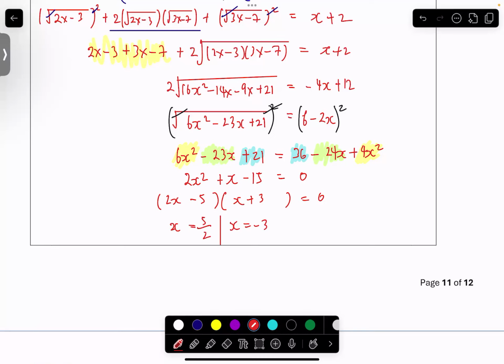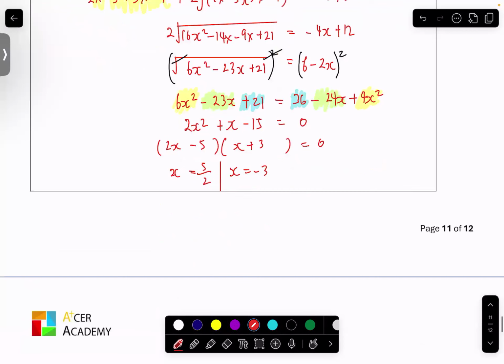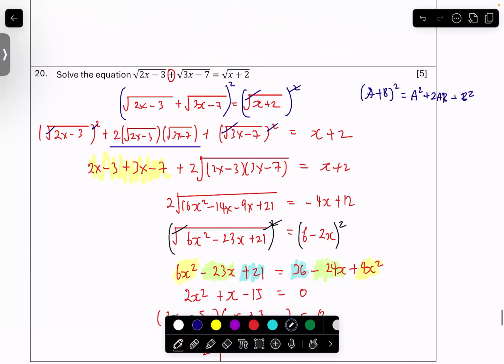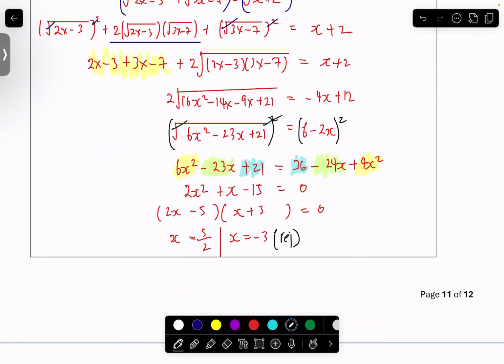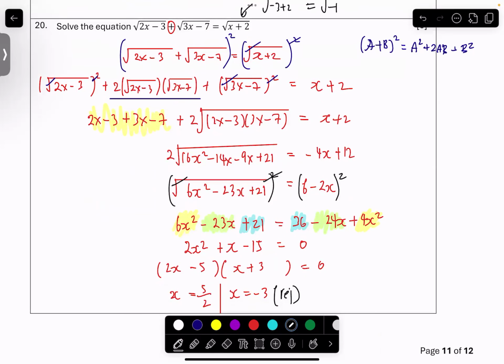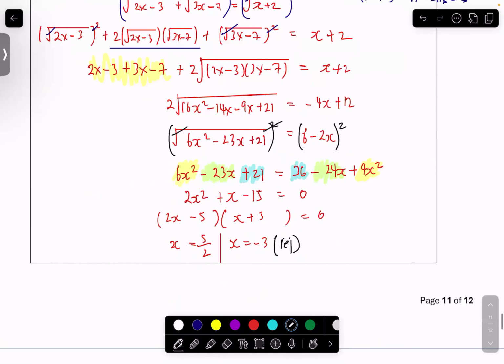Now we need to sub the numbers back into the equation. By subbing it back, same thing, you key in your calculator. If you sub in negative 3, just by inspection, down here you will create the square root of negative 3 plus 2, which is the square root of negative 1. So it's very obvious that x equals negative 3 has to be rejected. Then you sub in 5 over 2 to find out whether you will get an answer out of it, which should be the case. So this is our answer.